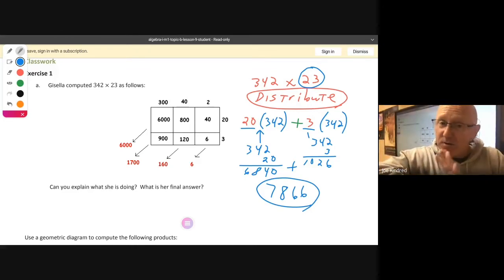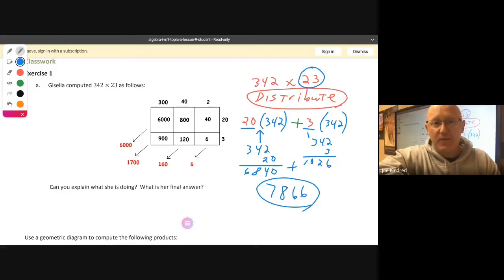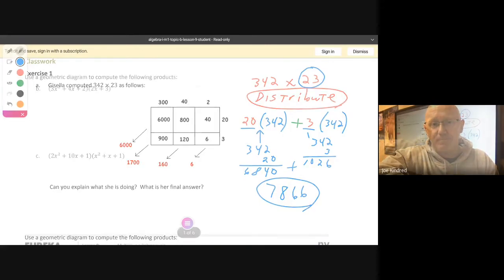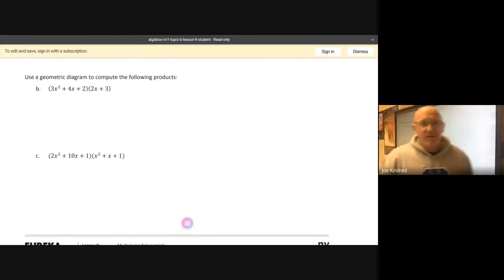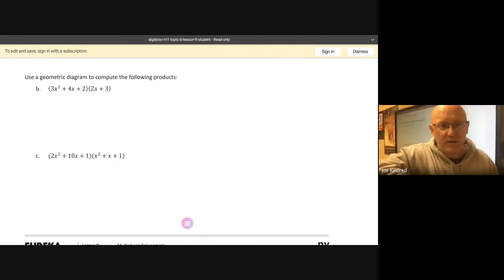Now again, it's up to you which one you like best, but I've shown you 3 different ways to multiply those two numbers. And now we're going to apply it to variable expressions, otherwise known as polynomials. Pause the video anytime, rewind it, but those are the 3 ways to multiply numbers and multiply polynomials that we're going to see. So here in your workbook, it says use a geometric diagram to compute the following products.